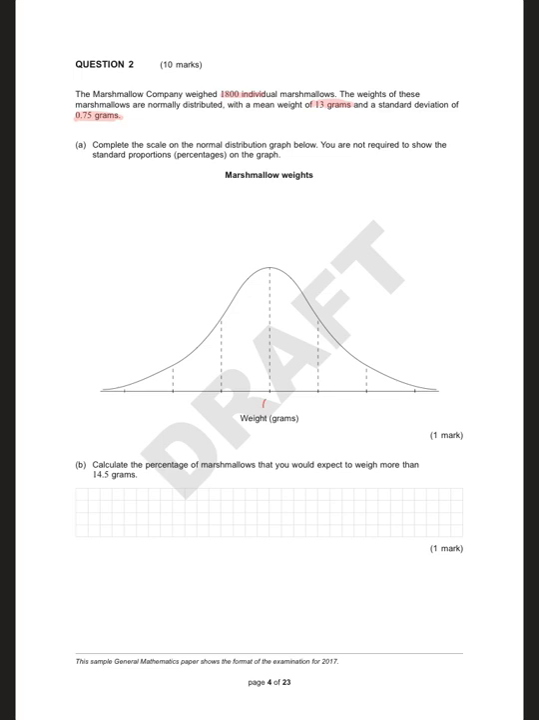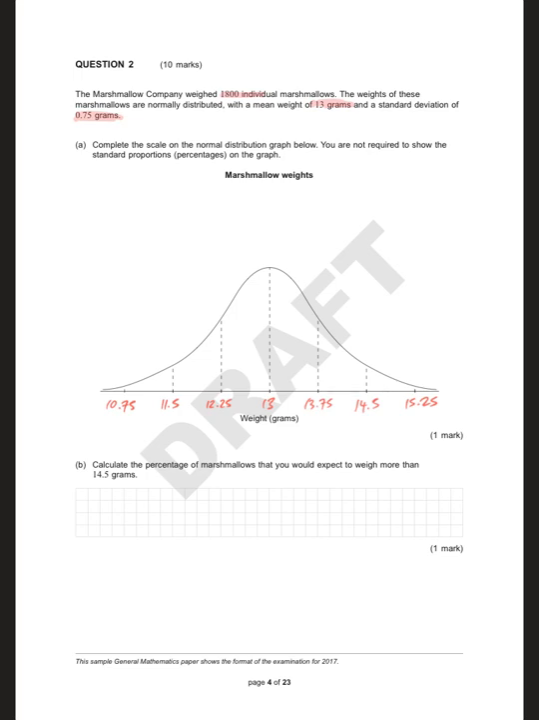The mean is 13, so next is 13.75. 0.75 times 2 is 1.5, so it's going to be 14.5 and 15.25. Back the other way, 12.25, 11.5, 10.75. That's the scale done.